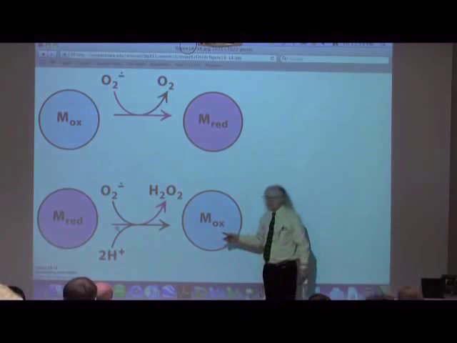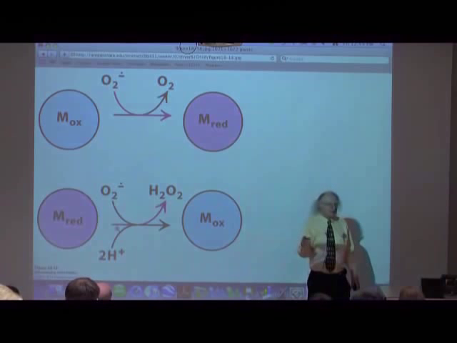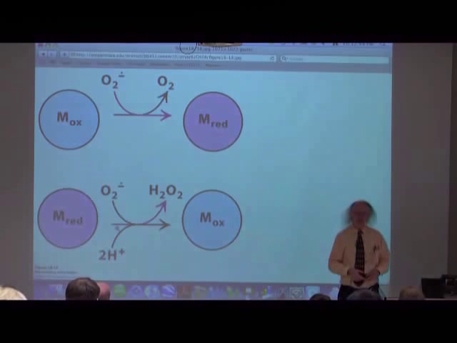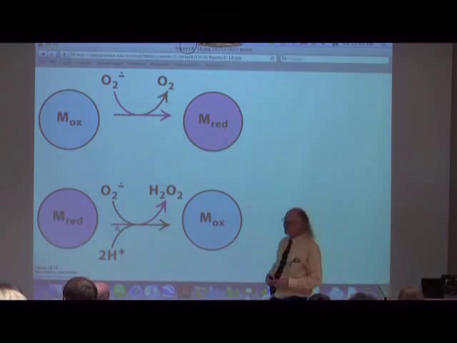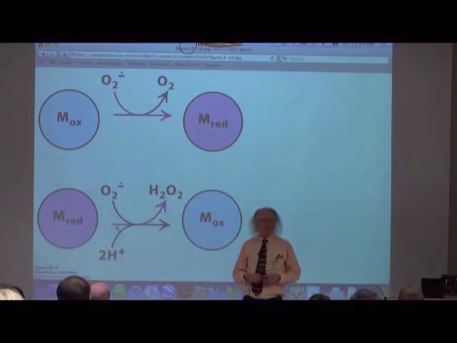Now, who can tell me from last term the enzyme mechanism that this enzyme is going through? We talked about different mechanisms of catalysis. Who remembers from last term? The enzyme is going through two different states, back and forth.